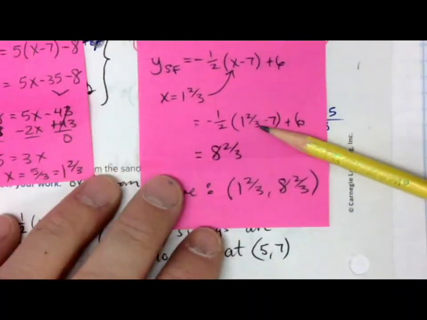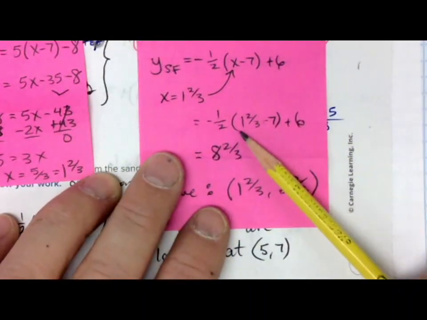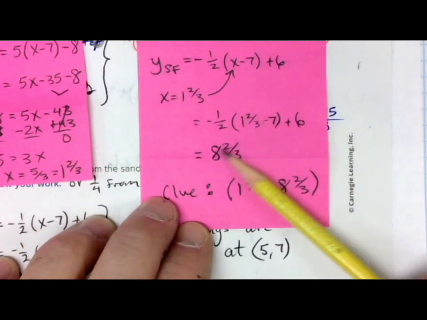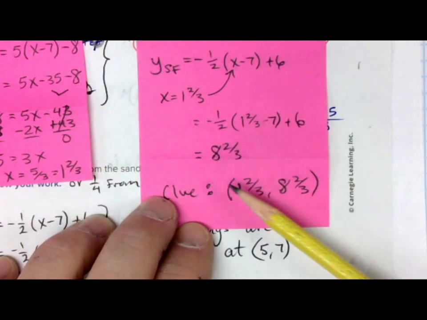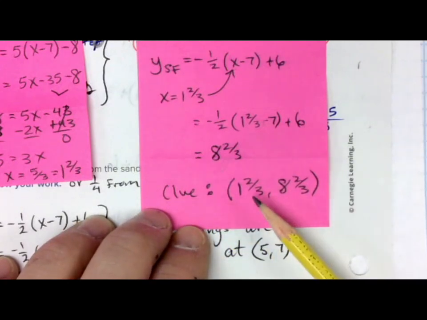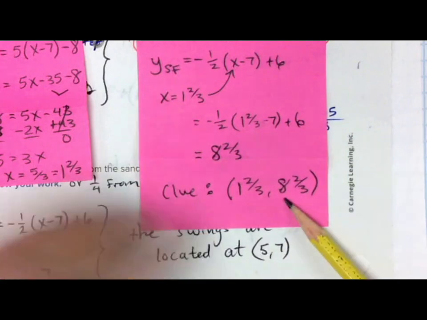And when I do, again, this is a Desmos, or this is a know-your-fraction-subtraction moment. I just went to my calculator and I got 8 2/3. In other words, the scavenger hunt clue is located at the coordinate 1 2/3, 8 2/3.